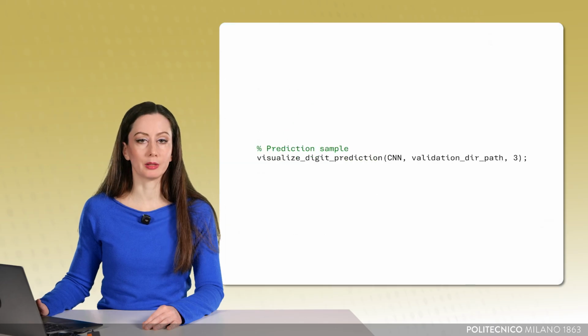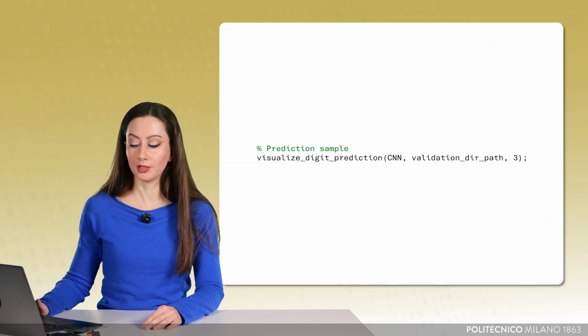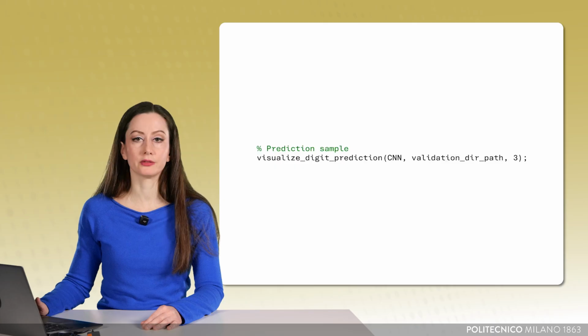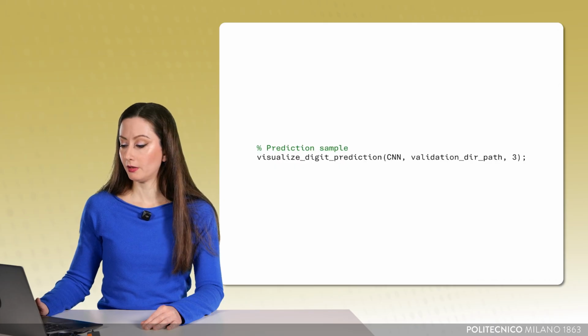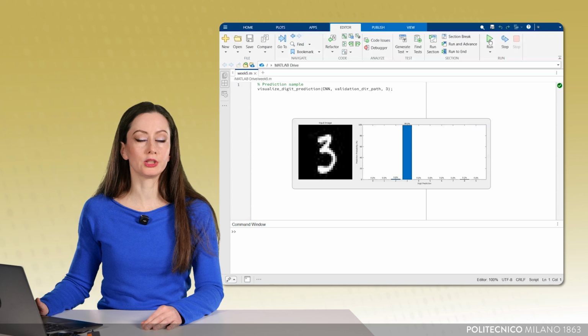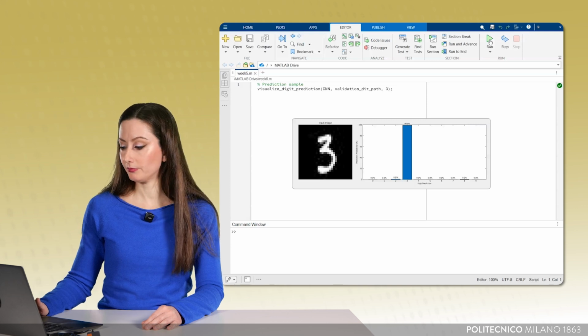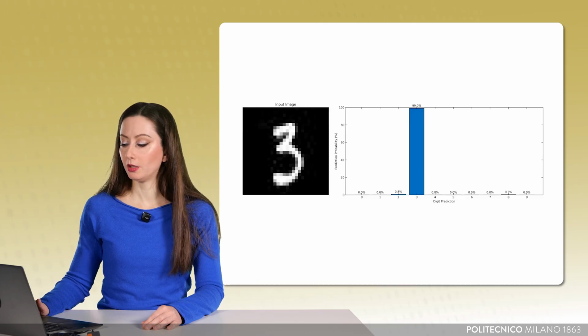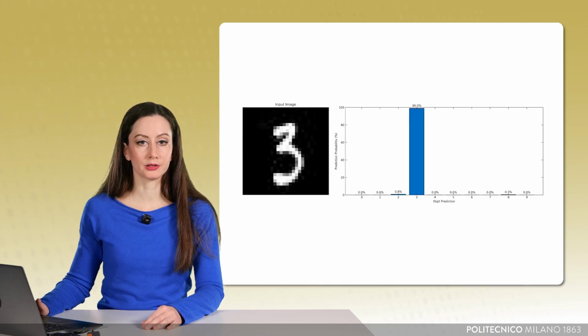Now we're at the fourth step, so let's look at some results using the function visualizeDigitPredictions. And this function visualizes one randomly selected image, in this case of the digit 3, and displays the prediction probabilities made by the network for each different digit. And for this sample, the model correctly classified the image as a 3 with 99% confidence.